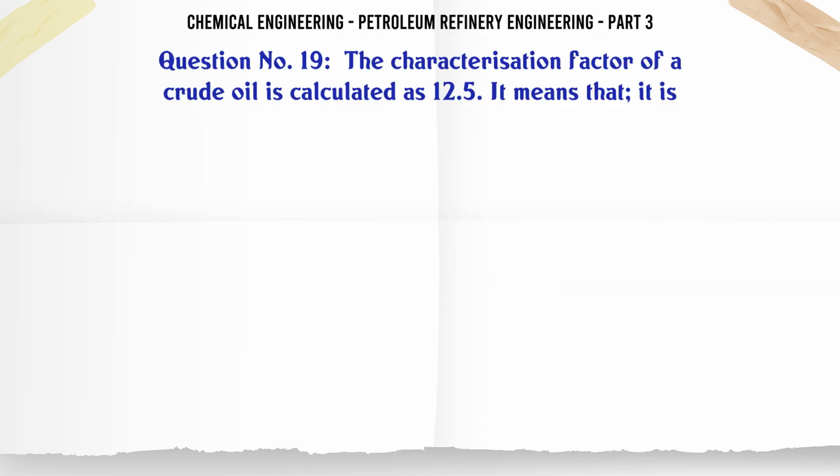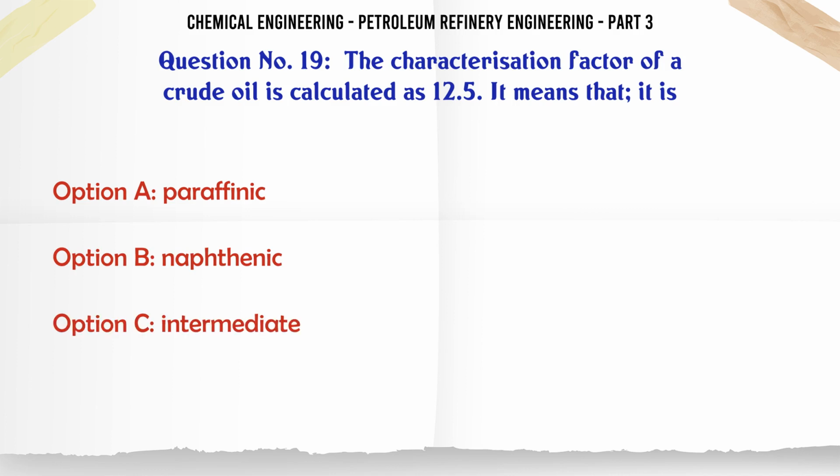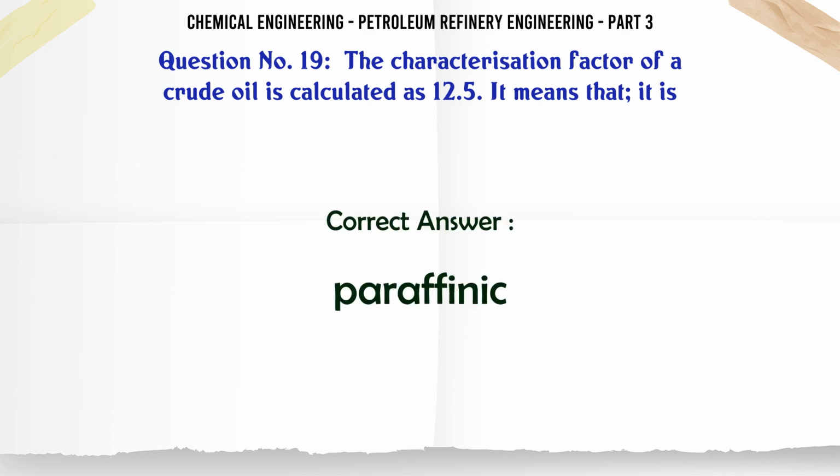The characterization factor of a crude oil is calculated as 12.5. It means that it is A. paraffinic, B. naphthenic, C. intermediate, D. none of these. The correct answer is paraffinic.